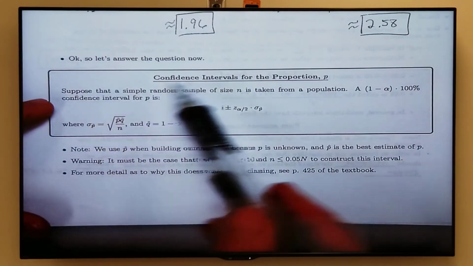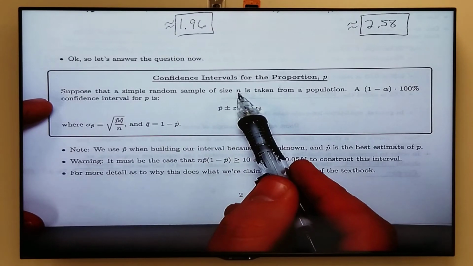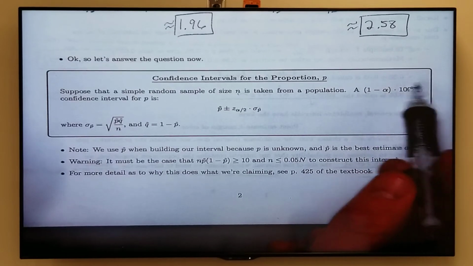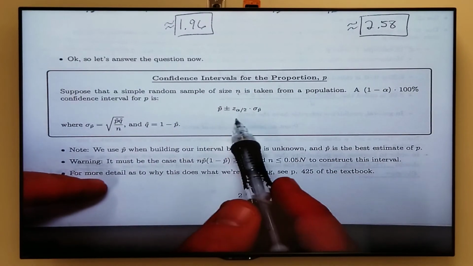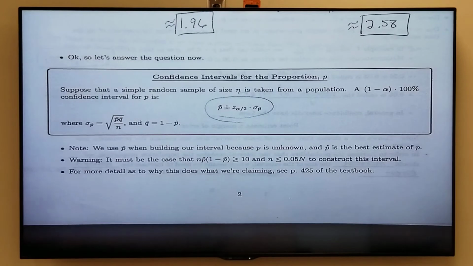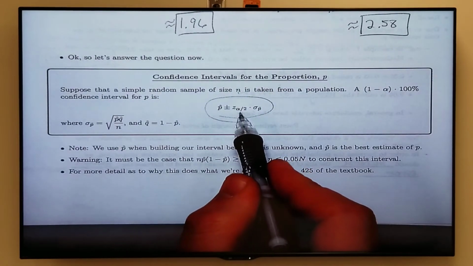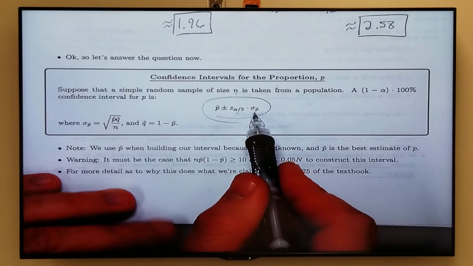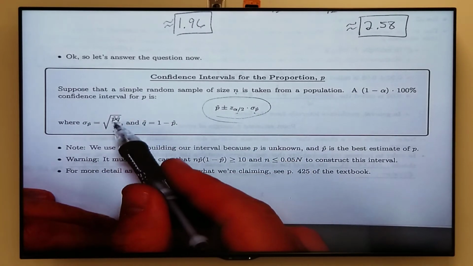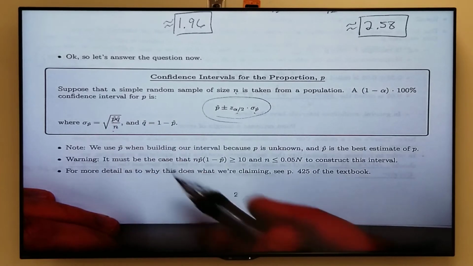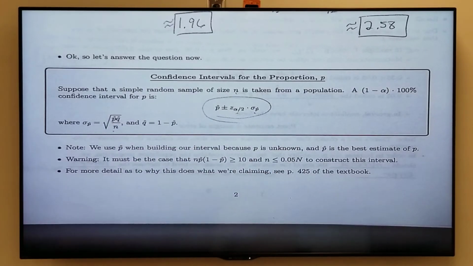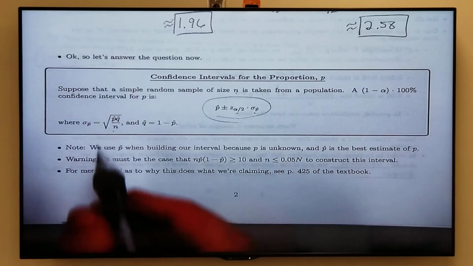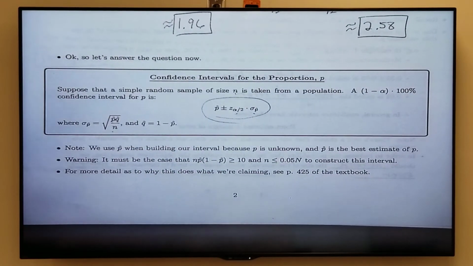Suppose that a simple random sample of size n is taken from a population. The 1 minus alpha times 100% confidence interval for p is this interval right here: p hat plus or minus critical value times standard deviation. And just as a reminder, sigma sub p hat is the square root of p hat times q hat over n. Q hat is just 1 minus p hat. So this is all building on itself, but these things should all look somewhat familiar because of the work we've done in the past.